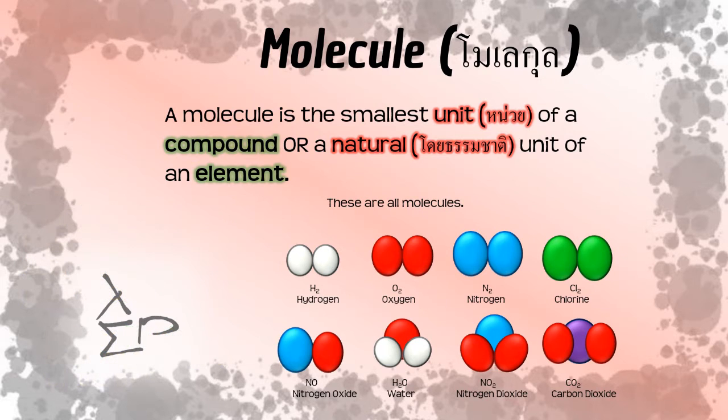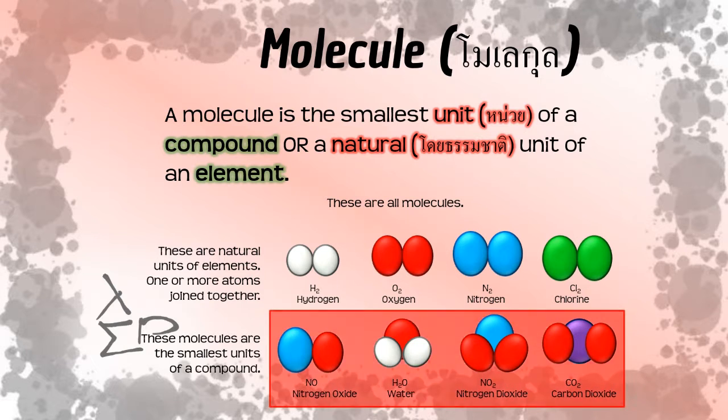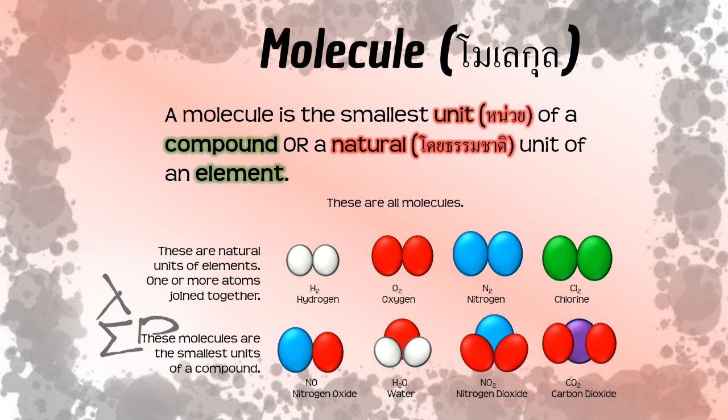Here we can see a range of molecules. The top row are natural units of elements, the way we find these elements in nature. The bottom row are compounds, which are molecules made up of different elements, and there are many familiar compounds in this row.